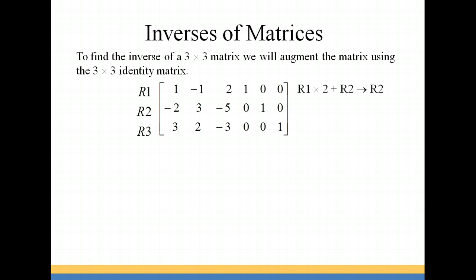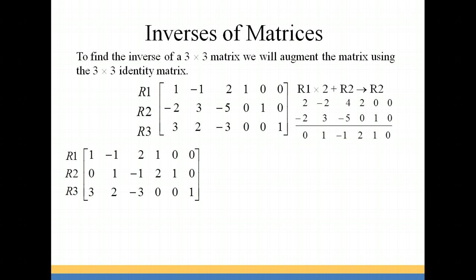So let's go ahead and do this operation. We're going to multiply our first row by 2. So we have 2, negative 2, 4, 2, 0, and 0. Then we're going to add that to row 2. And the result is 0, 1, negative 1, 2, 1, and 0. Now that we're done with that, we're going to put that result into row 2. So we have a 0 in the first position of row 2.